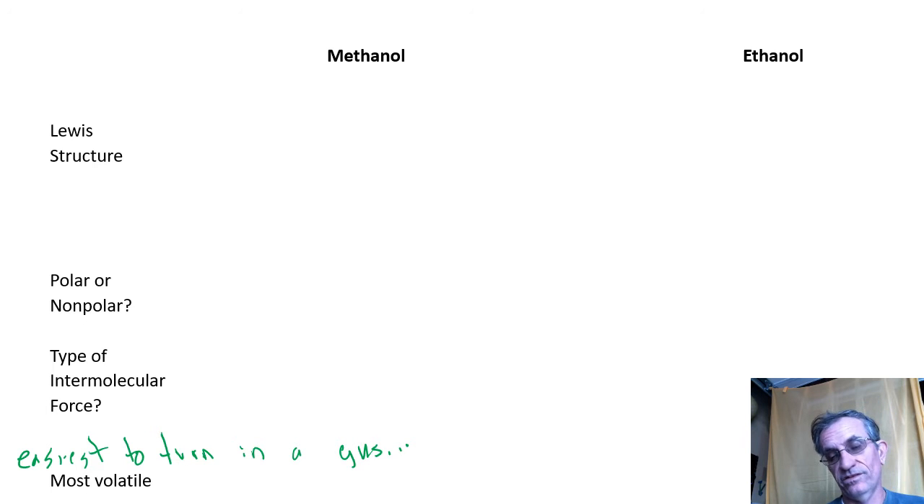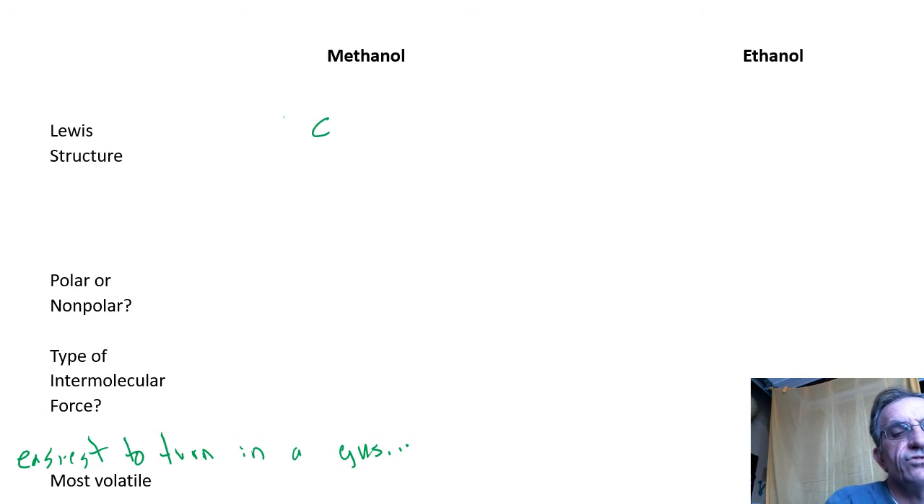Now, that means we're going to have to figure out the kind of intermolecular force. And before we can do that, we have to know whether you're polar or nonpolar. This time we're going to compare two molecules that are a little bit bigger, just because I want to show you some that are maybe a little trickier. So let's compare methanol. Methanol is actually like wood alcohol. You'll find it at Home Depot as a cleaner, a solvent.